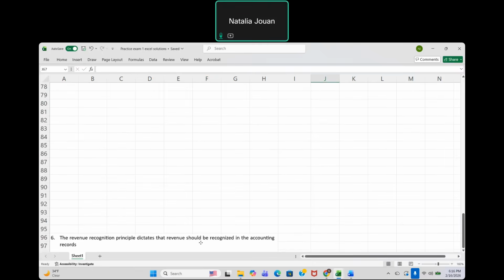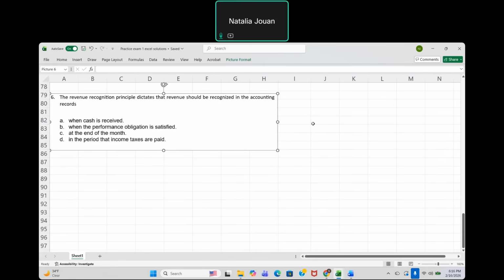All right. Next one, number 6. We have the revenue recognition principle dictating that revenue should be recognized in the accounting records when, if we're using cash basis, we're going to recognize revenue when we receive cash. But remember, GAAP does not allow cash basis. We're going to be doing accrual basis. So in that case, it's when the performance obligation is satisfied, not when we receive the cash, when we have completed our duty. So it's either the shipping of a product or providing a service.